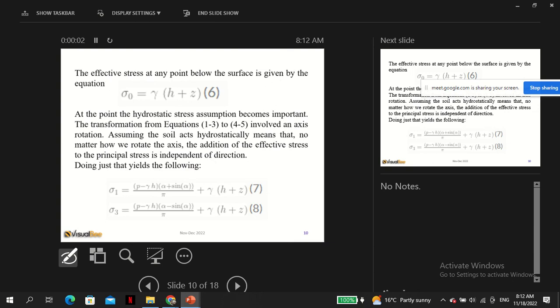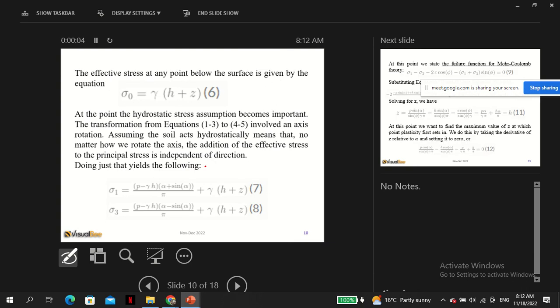So now at the point the hydrostatic stress assumption becomes important. Remember the hydrostatic stress assumption. So at any point, sigma naught, and this is also sigma naught. That's the issue.